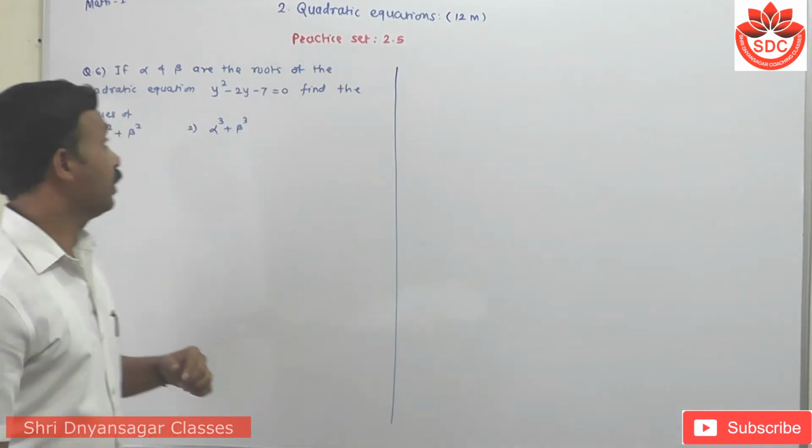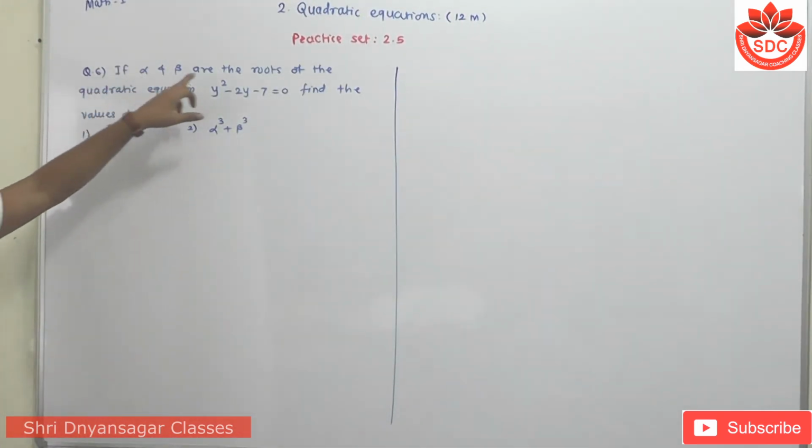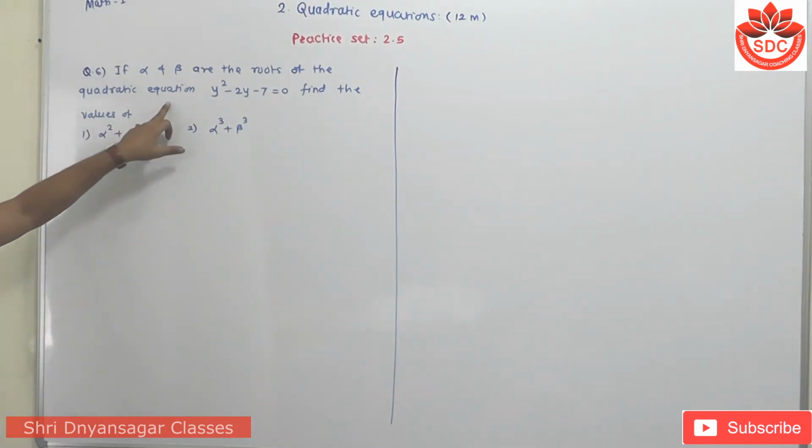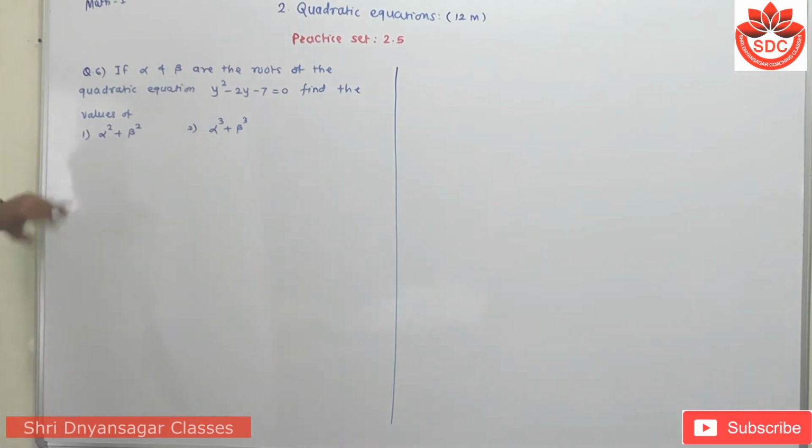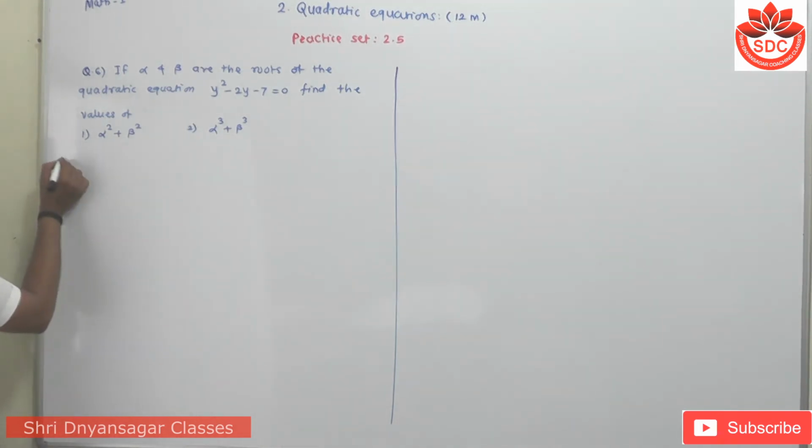We see the important question, question number 6. If alpha and beta are the roots of the quadratic equation y square minus twice y minus 7 is equal to 0, then find the values of alpha square plus beta square and alpha cube plus beta cube. For the student, here is its solution.